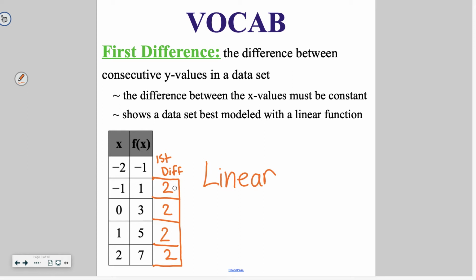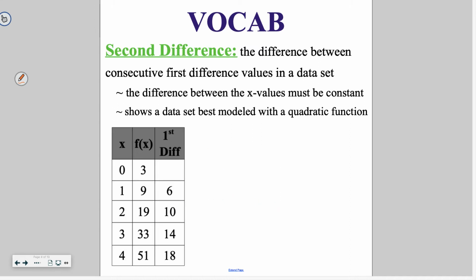If you got answers like 2, 2.1, 1.8, and 2.1, that's fine. They're all close to 2. So all of these values should be roughly consistent, and then it's going to be a linear model. The second difference is going to be looking at the difference between the consecutive first differences.